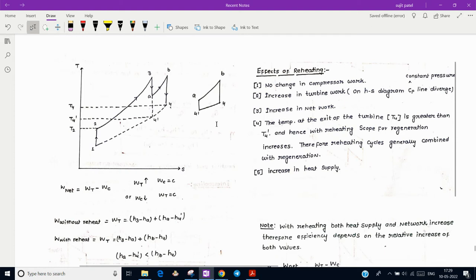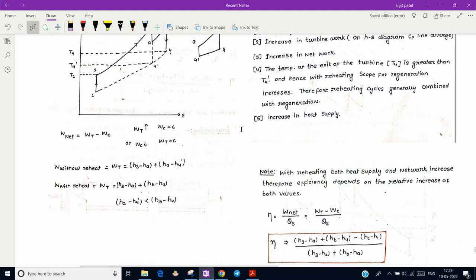So that is also a good sign, an increase in turbine work. But there is one more effect. We can't say that it is negative, but the associated term is an increase in heat supply. Additionally, from A to B, that heat also we have to supply.